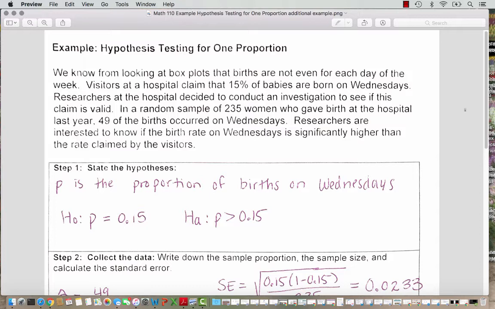Our alternative hypothesis is this claim that researchers are interested to know if the birth rate on Wednesdays is significantly higher than the 0.15 rate. So we write our alternative hypothesis as P is greater than 0.15 here. Once we have our hypotheses written, our next step is to collect the data.